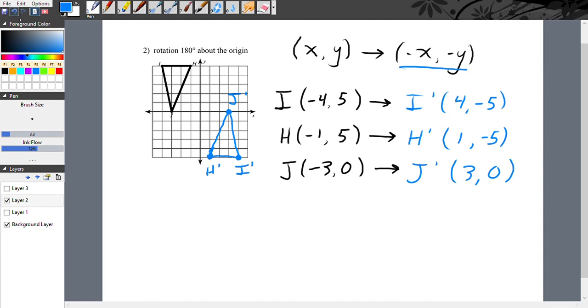So if you like to think of it that way, that might be a way for you to do this rotation visually by taking every point and reflecting it over the x-axis and then reflecting it over the y-axis. And if you were to do that with every point, you would get where those points should end up.